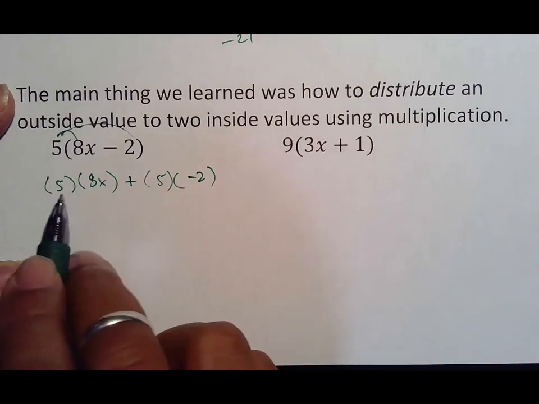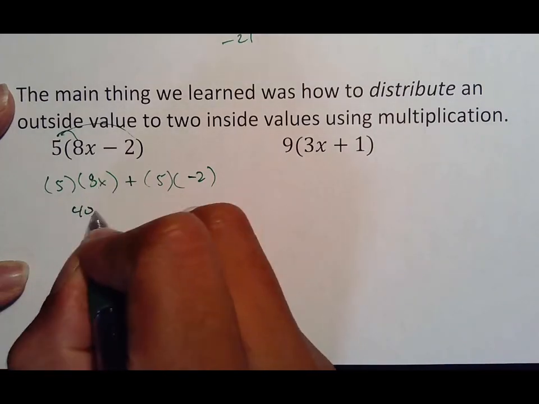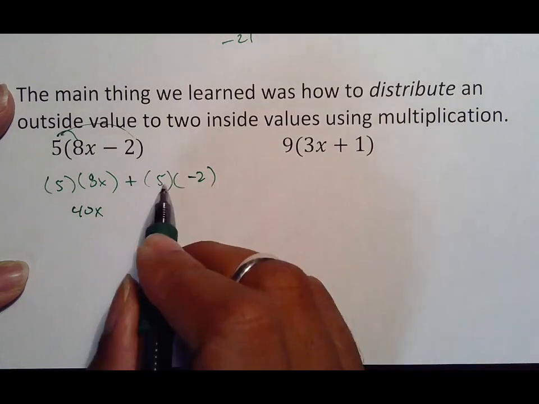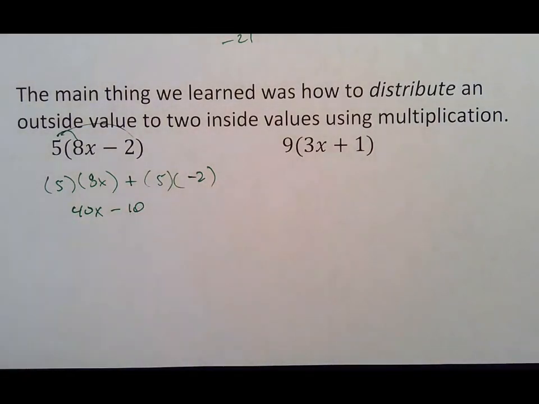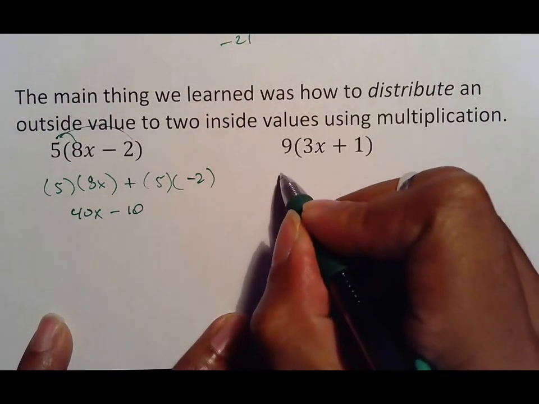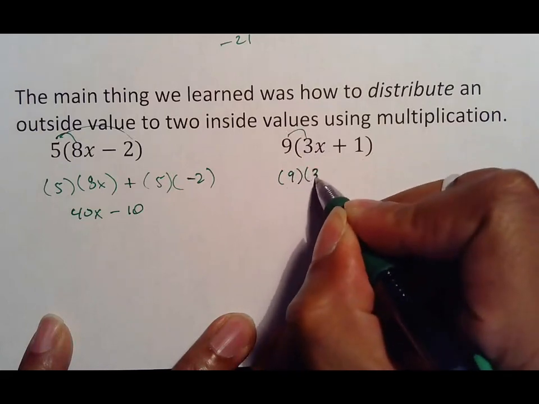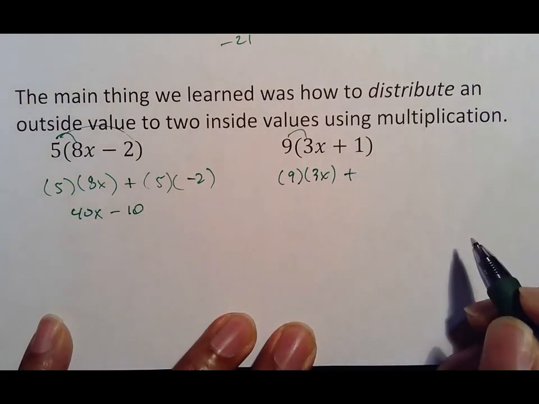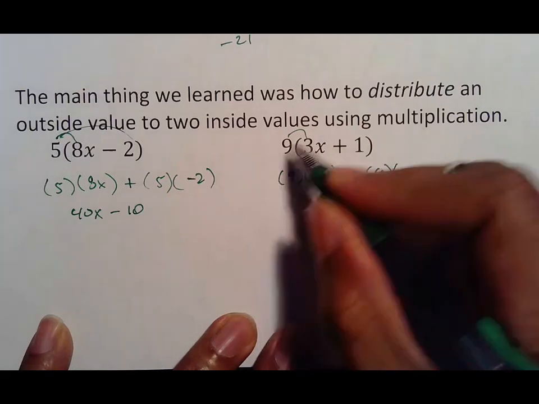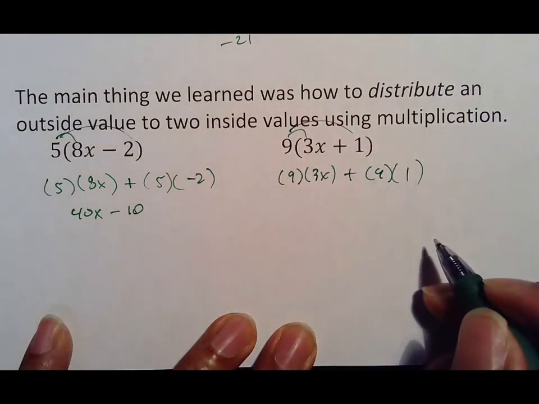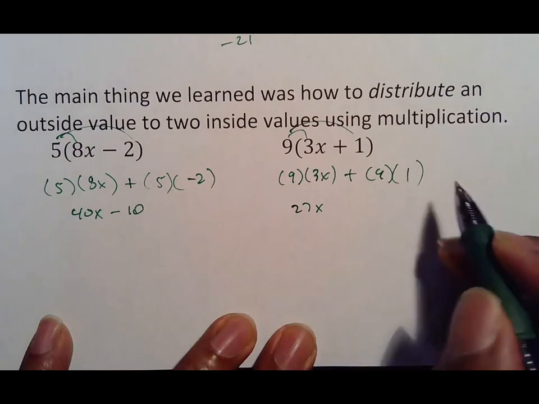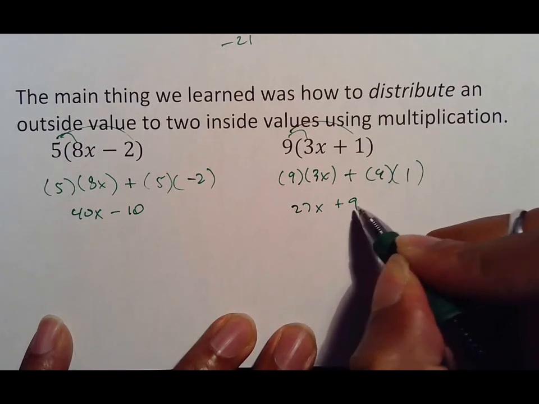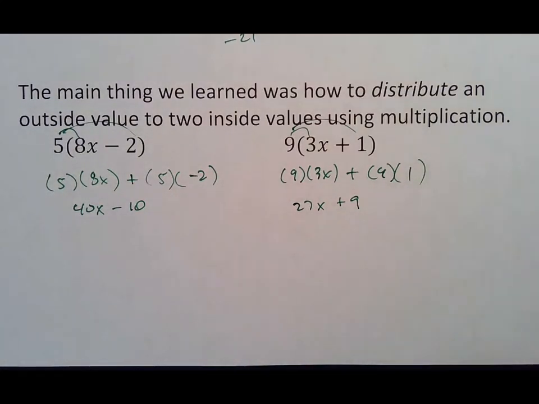And so what we had to do now was multiply. 5 times 8 is 40, and bring down your x. 5 times negative 2, the signs are different, makes a negative 10, and so that would have been your answer based off of what we did yesterday. The other question we saw yesterday again was this one, where 9 meets 3x, which means plus, 9 meets 1. So from there, 9 times 3 is 27, bring down your x. 9 times 1 is a positive 9, so we put plus 9. And again, that's where we were yesterday.